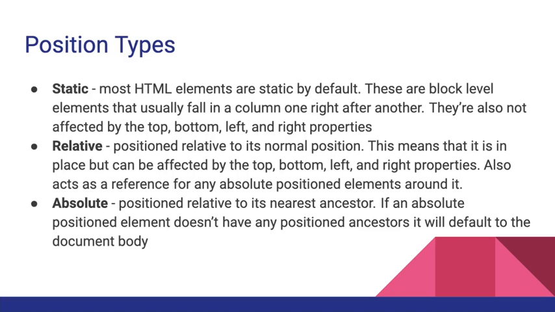So there's 5 position types in CSS. We're going to explain 3 of them here. These are the 3 that I feel are the most important when it comes to understanding relative and absolute positioning. So the first one is static positioning. Most HTML elements are static by default. They're block level elements, meaning that they stack on top of each other, one right after each other.